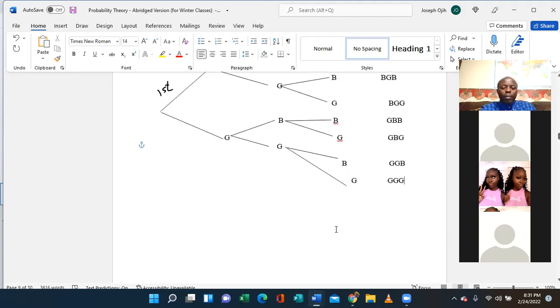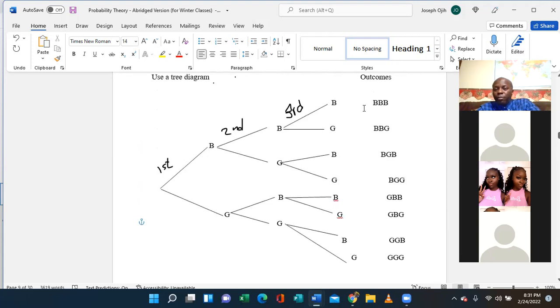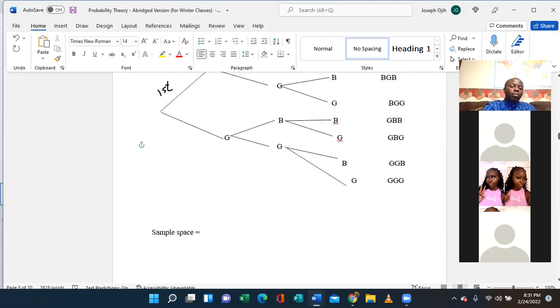So that our sample space will be equal. How many possibilities? If you see any family that has 3 kids, they must fall in one of these. It might be that all of them are boys, or 2 are boys and 1 is a girl, or they must fall within any of these possibilities. So how many possibilities? 1, 2, 3, 4, 5, 6, 7, 8. So we have 8 possible outcomes.